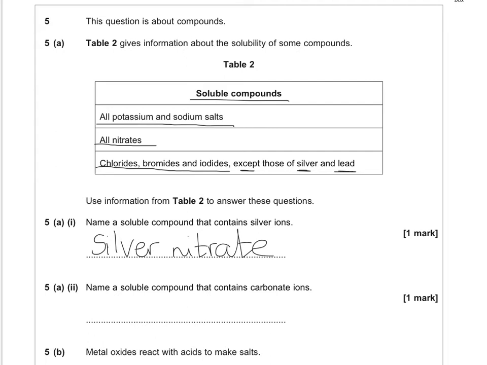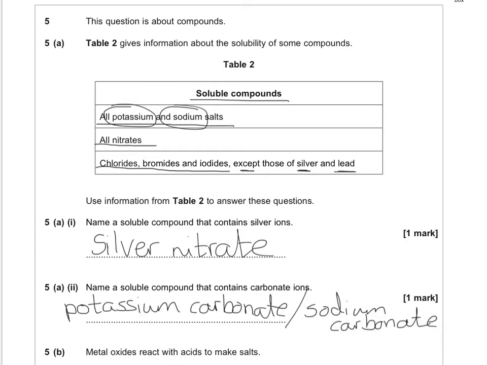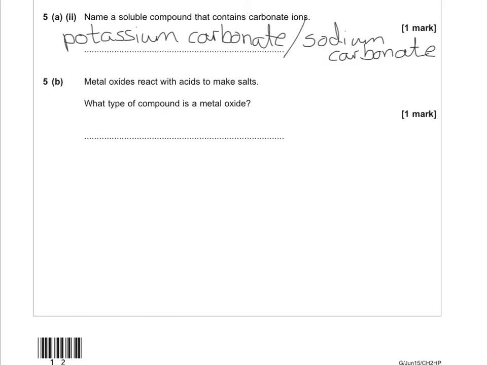Question 5a2. Name a soluble compound that contains carbonate ions. So here we have to look at the potassium and the sodium salts. So you could either put for this one potassium carbonate, or sodium carbonate. And either of these things would get you the mark for that question.